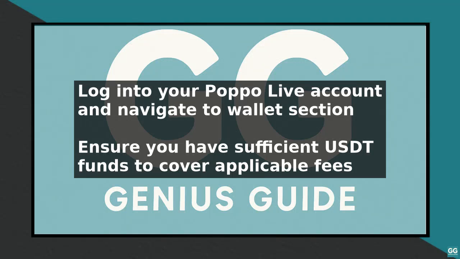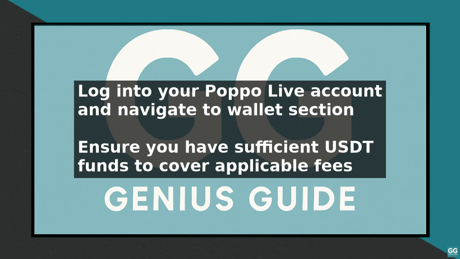To withdraw USDT in Poppo Live, start by logging into your account and navigating to the Wallet or Balance section. Here you will see your available balance in USDT. Before initiating a withdrawal, ensure you have sufficient funds in your account to cover any applicable fees.